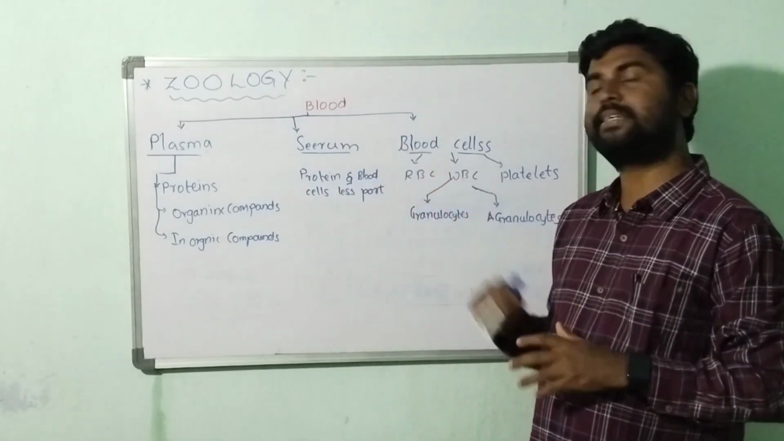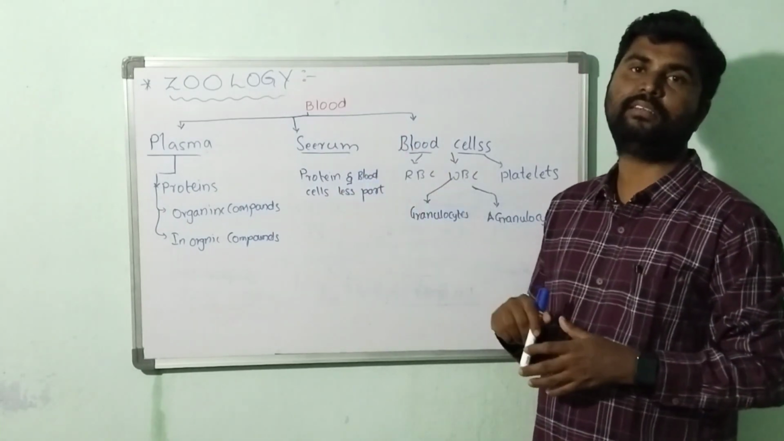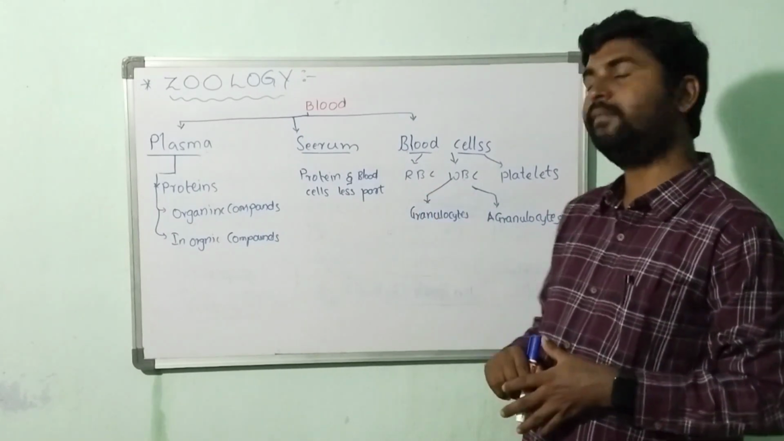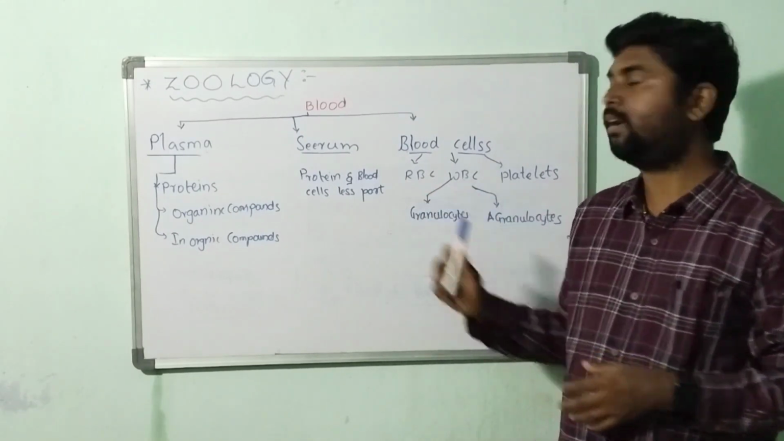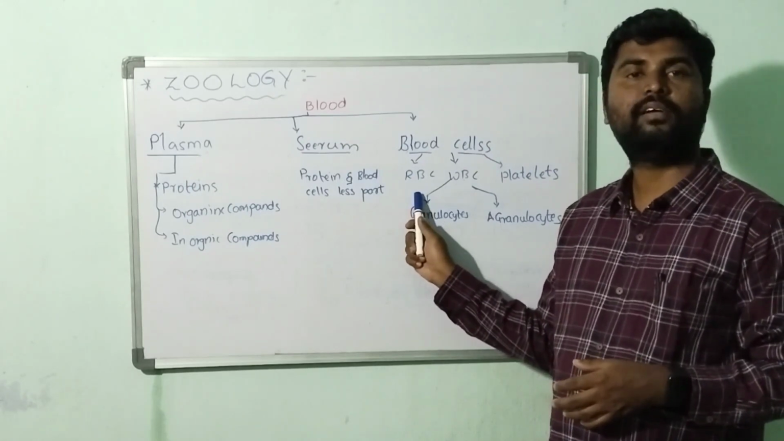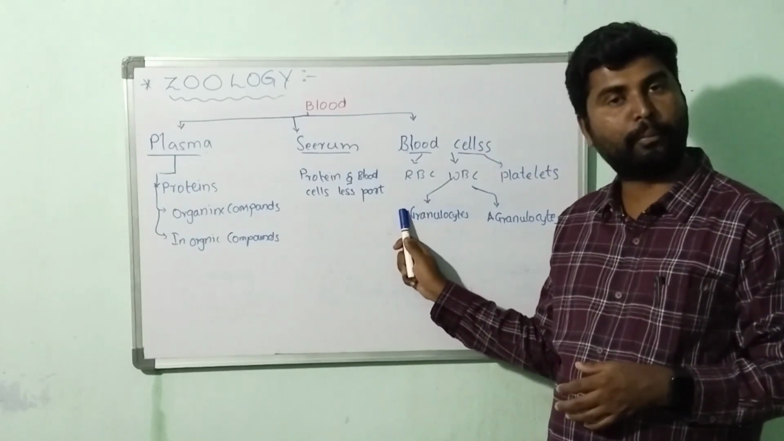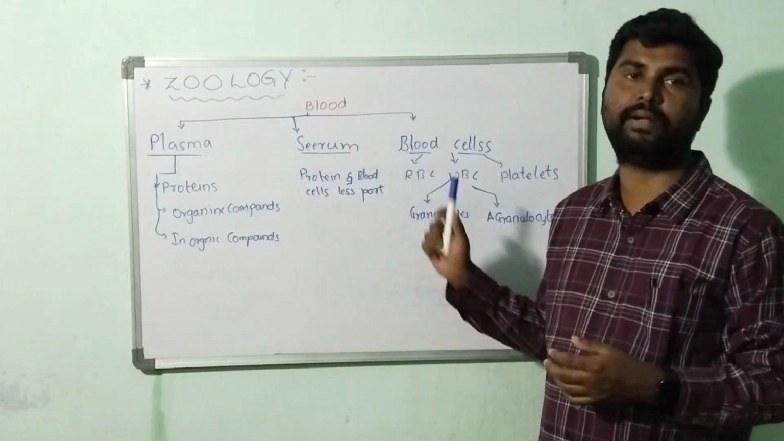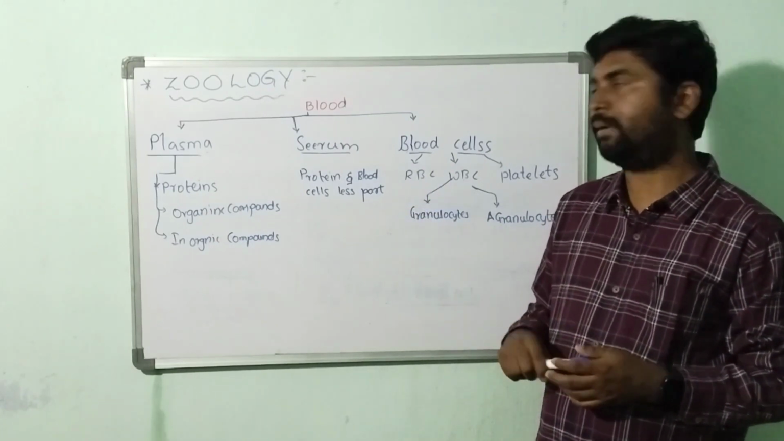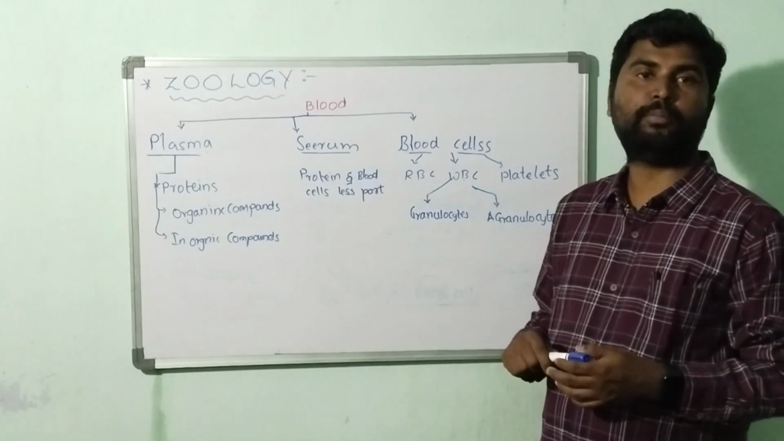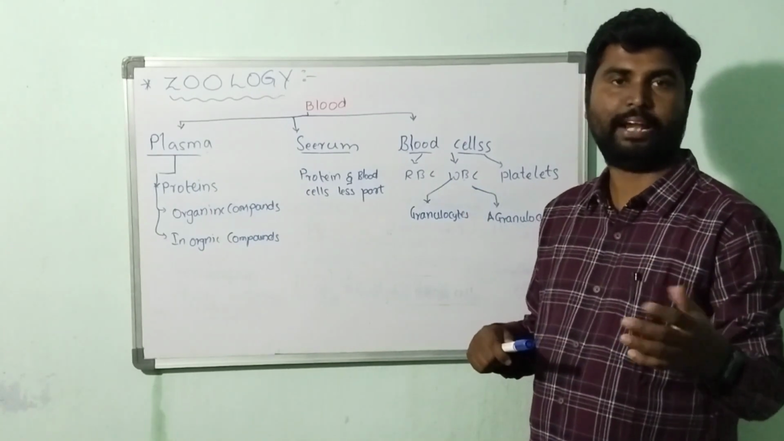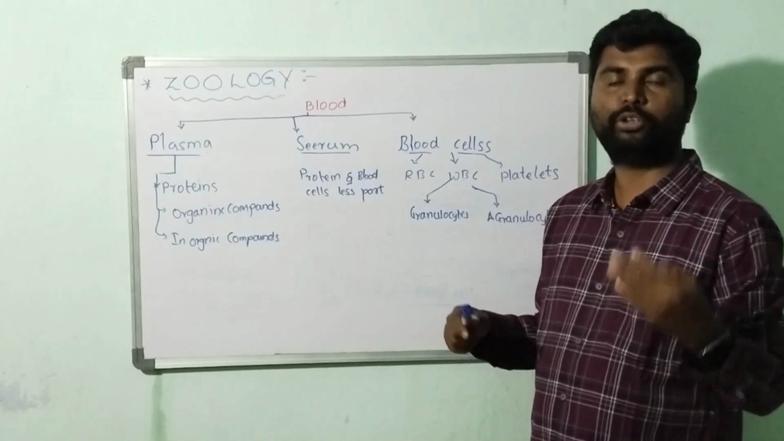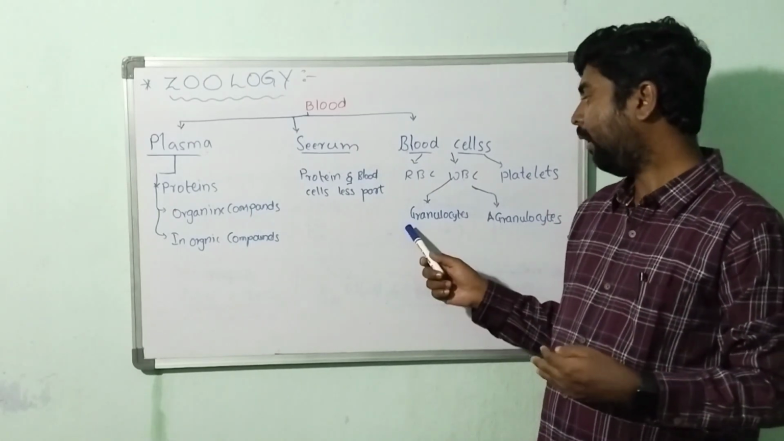And the third one is blood cells. Blood cells have three main types: RBC, WBC and platelets. RBC is red in color because of the presence of hemoglobin. Its function is the transportation of oxygen and carbon dioxide, and hemoglobin gives the color to the red blood cells. WBC are the white blood cells. Actually there is no color for them. Usually we call them white blood cells.